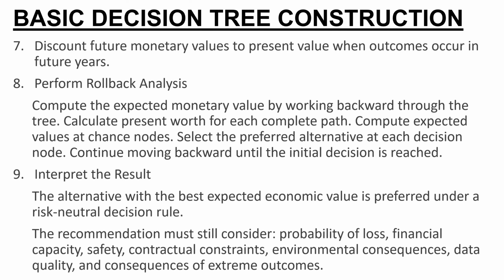And the next is you perform rollback analysis. This is computing the expected monetary value, and then you work backwards. So you get the present worth for each complete path, and then after getting the present worth of each complete path, you again compute the expected values at chance nodes, and then you select your preferred alternative. So if you have several nodes, you're going to evaluate them.